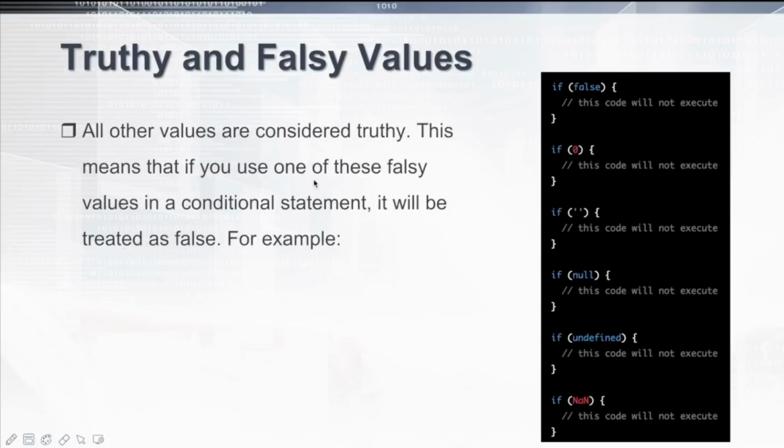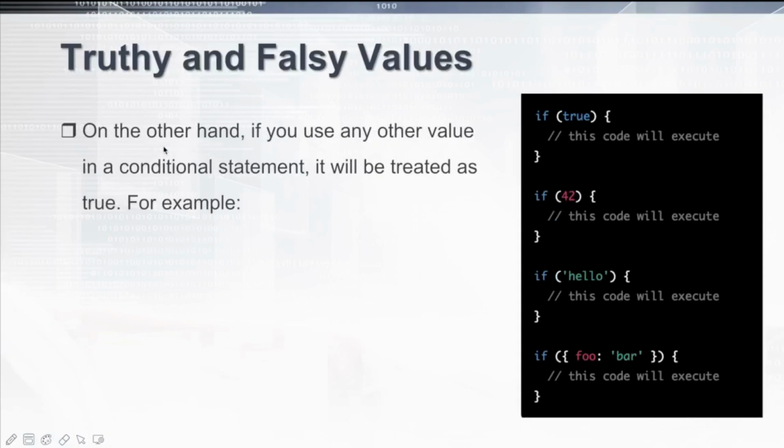This means that if you use one of these false values in a conditional statement, it will be treated as false. So in this example, you can see how this is used. All this will be evaluated to false. So if you say if false, then this will not be executed, because remember that this will only be executed if it's true, right? So this evaluates to false, so this block will not be executed except you have an else. So if you have an else, then the else will be executed.